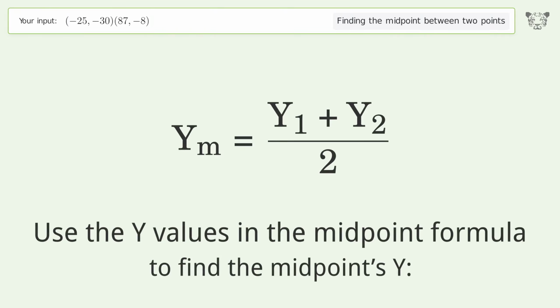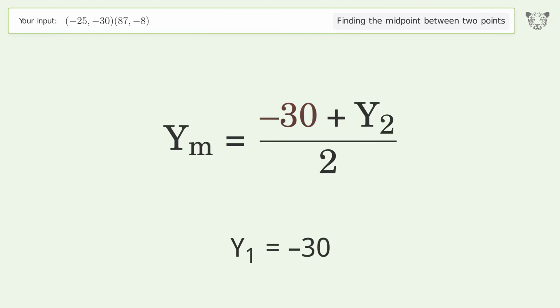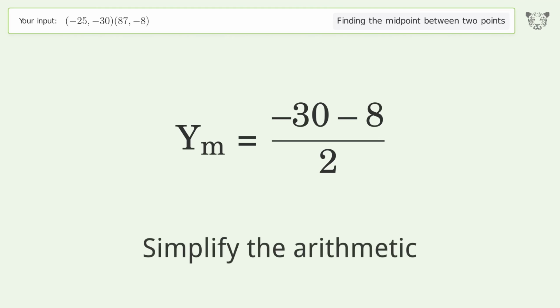Use the y values in the midpoint formula to find the midpoint's y. y1 equals -30. y2 equals -8. Simplify the arithmetic.